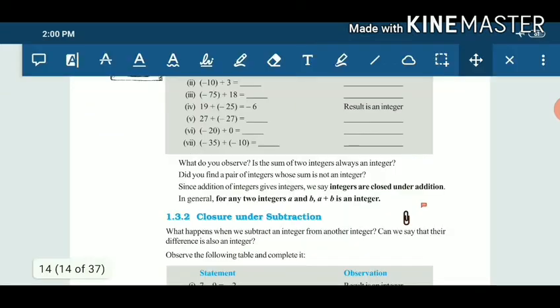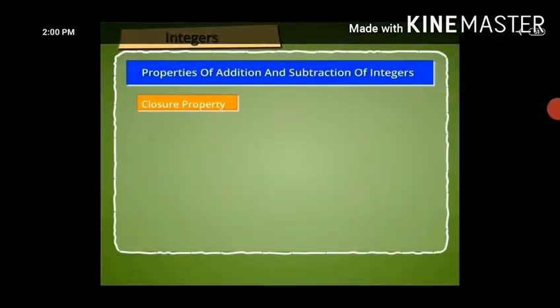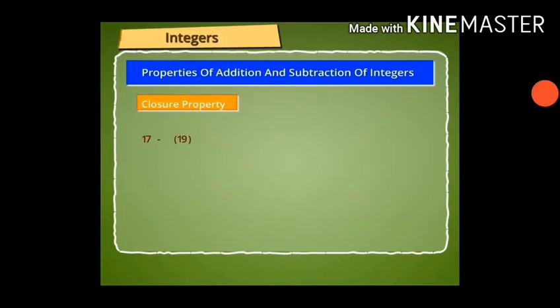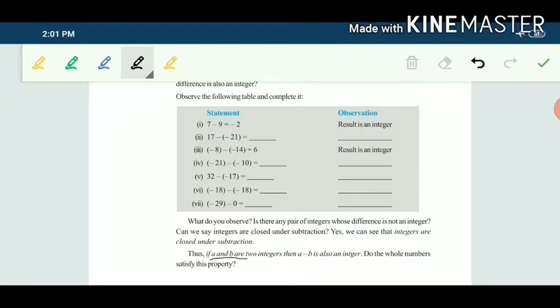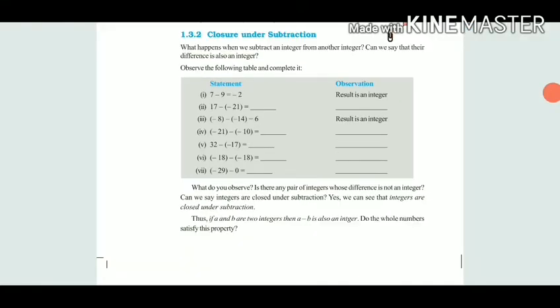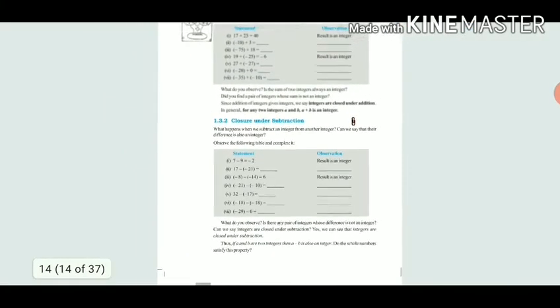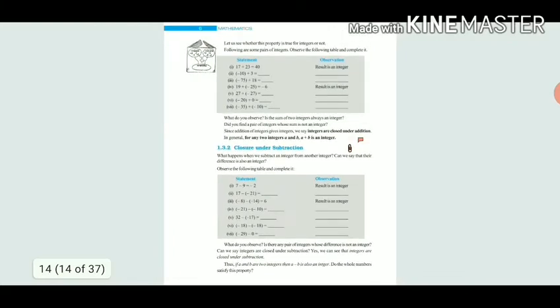Now closure property under subtraction. 17 minus 19 is equal to -2. That is an integer. So the difference of two integers is an integer. If a and b are any two integers, then a - b is also an integer. It means the subtraction of two integers is always an integer. So integers are closed under addition and subtraction.